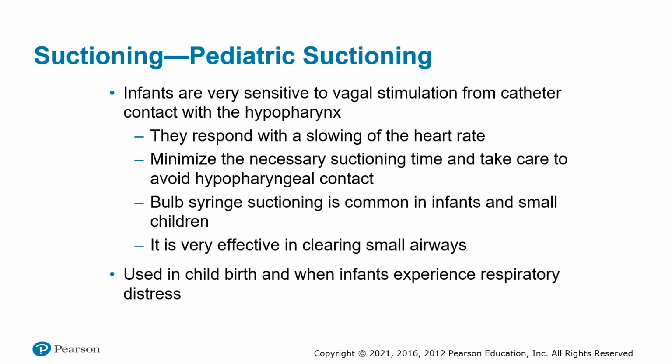Infant and pediatric suctioning. Infants are very sensitive to the vagal stimulation that occurs when we place the catheter onto the hypopharynx. They respond with a slowing of heart rate. We want to minimize the necessary suction time and take care to avoid hypopharyngeal contact. Bulb syringe suctioning is common for infants and small children. It's very effective in clearing small airways. It is used in birth and when infants experience respiratory distress.